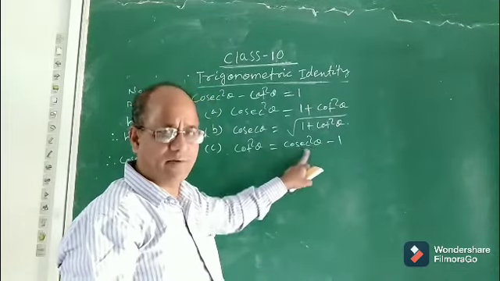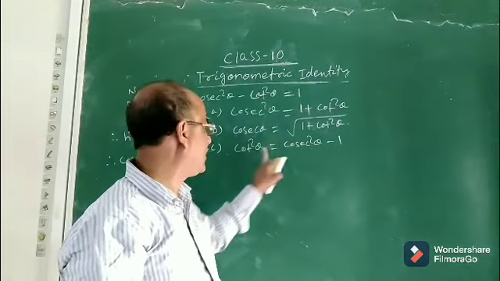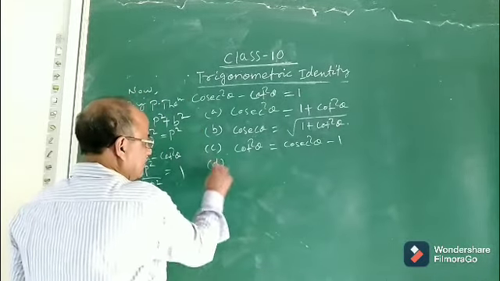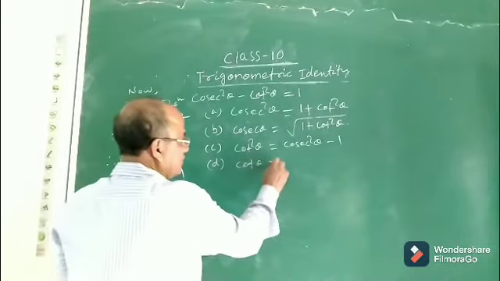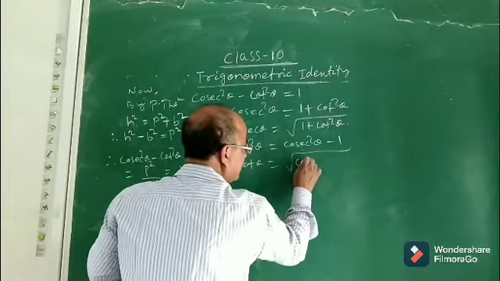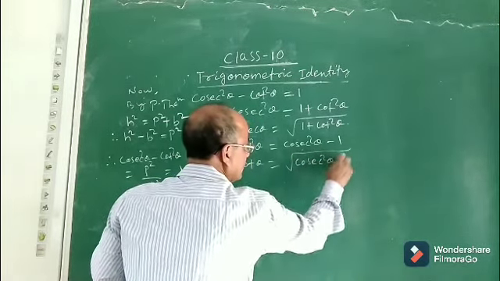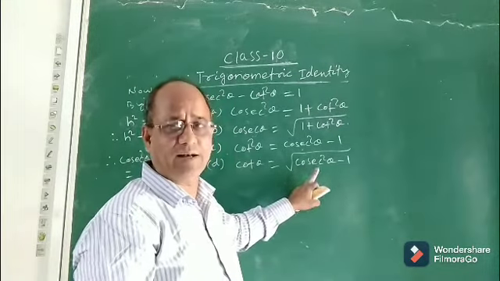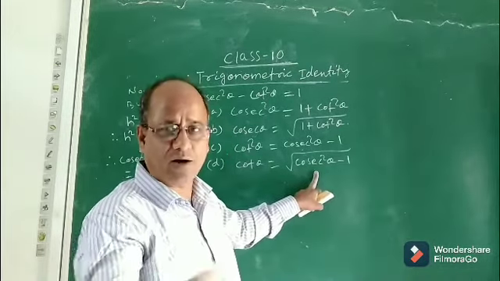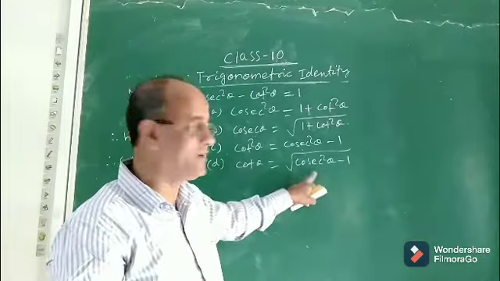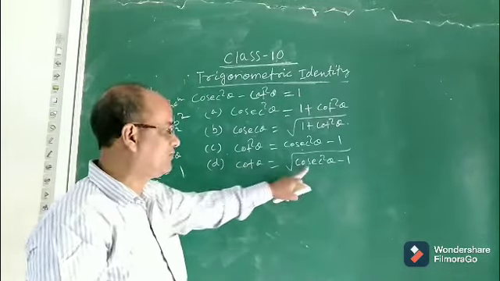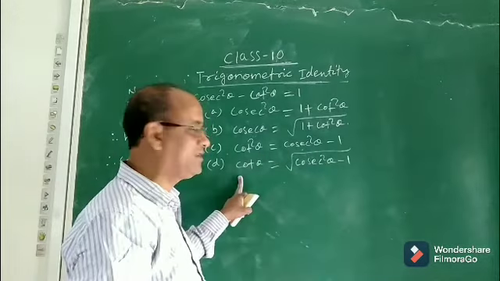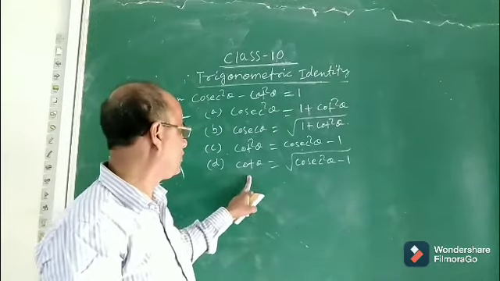That means if you are given the value of cosec theta, you can easily find cot square theta. And how to find cot theta? So cot theta will be equal to the square root of this expression, cosec square theta minus 1. So if you are given the value of cosec theta in any particular question and you want to express it in terms of cot theta, you will use this formula. Put the value of cosec theta here, and you can easily find out the value of your cot theta.